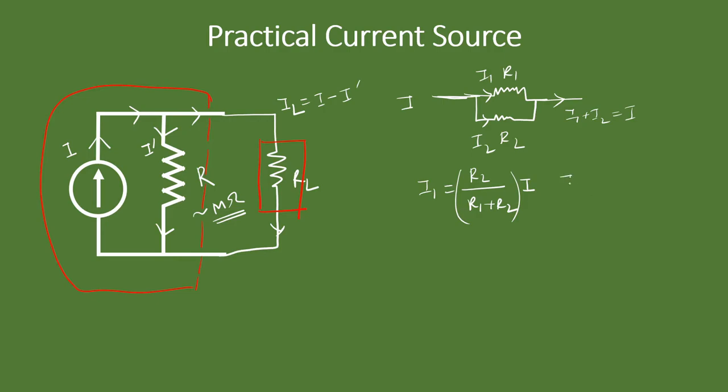Similarly, I2 should be R1 divided by R1 plus R2. This fraction of total current will pass through R2.